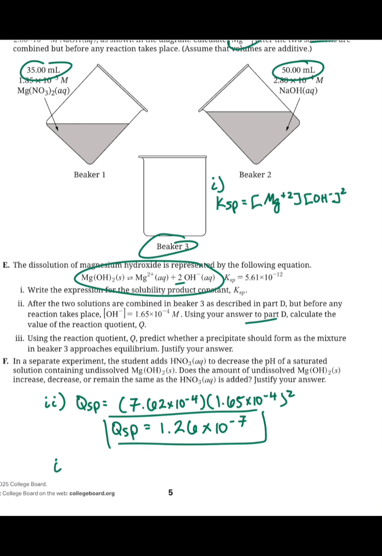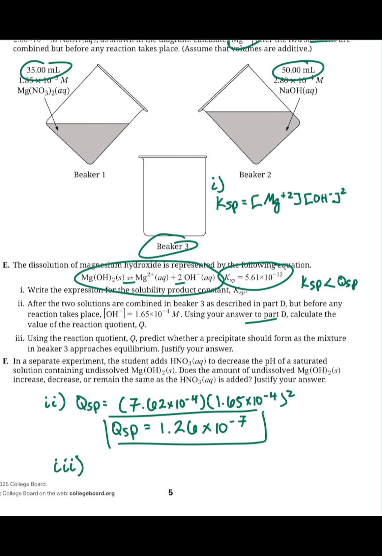For triple I, it's saying, using the reaction quotient, predict whether the precipitate will or should form as the mixture in beaker 3 approaches equilibrium, and then justify your answer. So we really just have to compare the magnitude of our KSP, which is there, and our QSP that we just calculated. So in terms of the relationship between KSP and QSP, QSP is going to be greater.